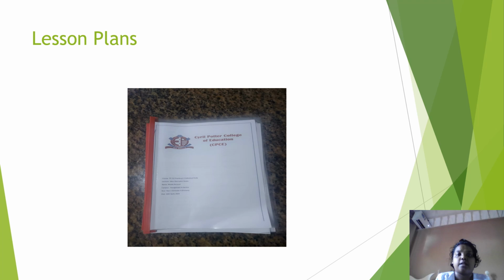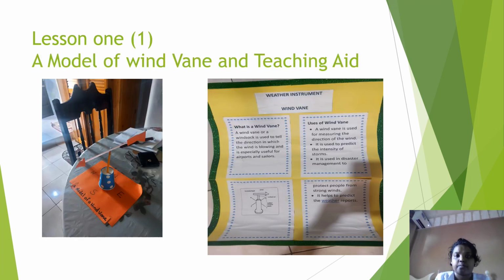These are the lesson plans used, which are the 4 lesson plans for the 4 lessons. Lesson 1, I taught on wind vane, and I displayed a model of the wind vane to the pupils in the class.